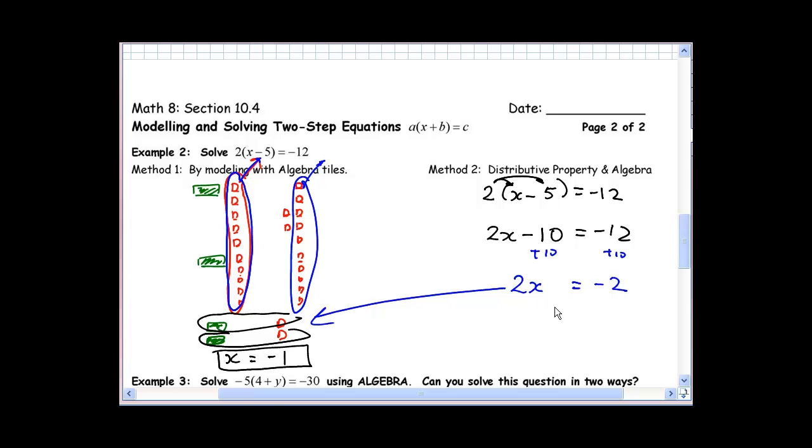And our last step is to, you guessed it, divide by 2. So x equals negative 1. Okay? If you got that, give yourself a pat on the back, take a bow, smile, because you get this stuff.